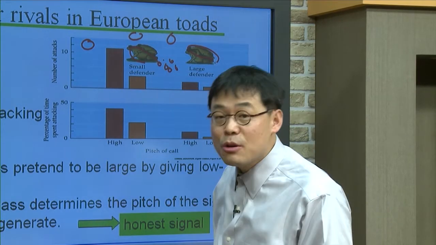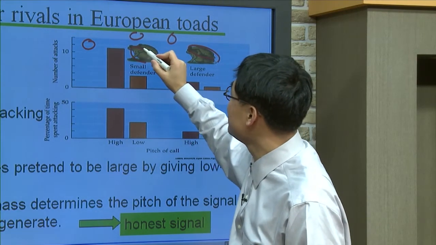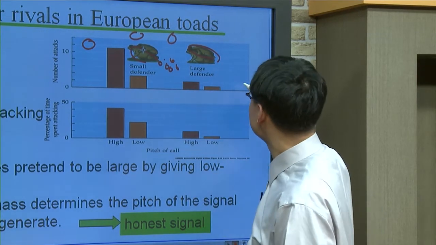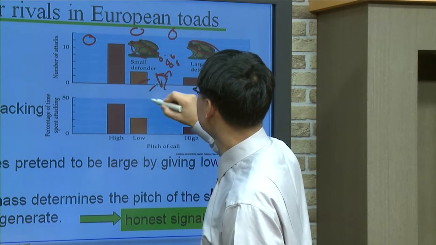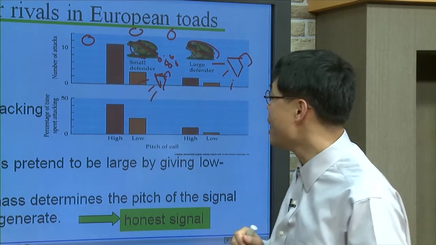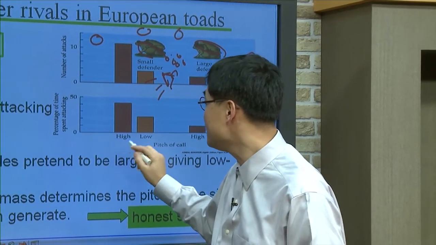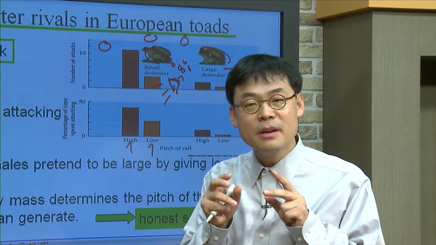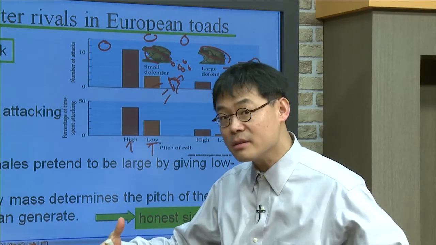But how did they test this honest signal experiment? You basically experimentally shut up the defending males, and then you play back from the speakers. You're giving the frog call, the croaks. And you give two kinds of the croaks: high-pitched croaks and low-pitched croaks. High-pitched croaks are usually given by the smaller males, and the low-pitched croaks are given by big, huge males.